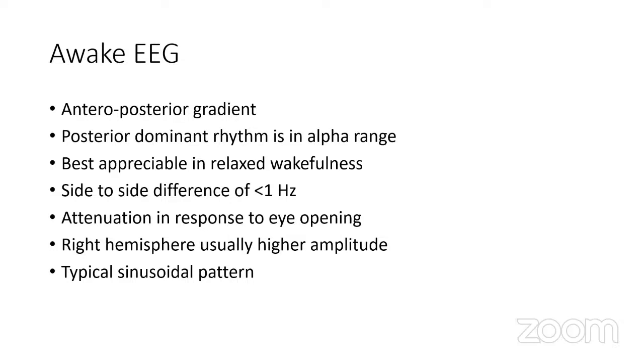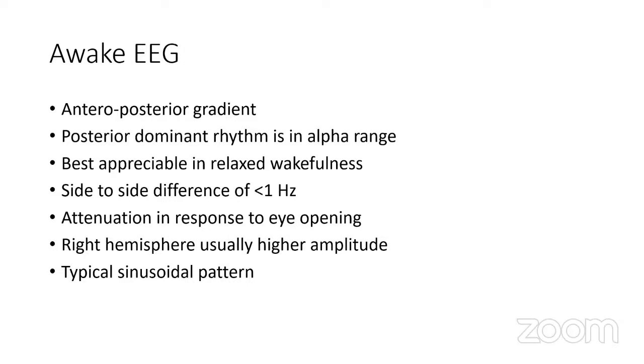Next, to call it normal, there should not be a variation of more than 1 hertz side to side. So the left and right PDR, or posterior dominant rhythm, should not have a variation of more than 1 hertz. As we already spoke, it is best appreciable when the person is in relaxed wakefulness, so it gets attenuated in response to eye opening. Once the person opens his or her eyes, this background gets attenuated.